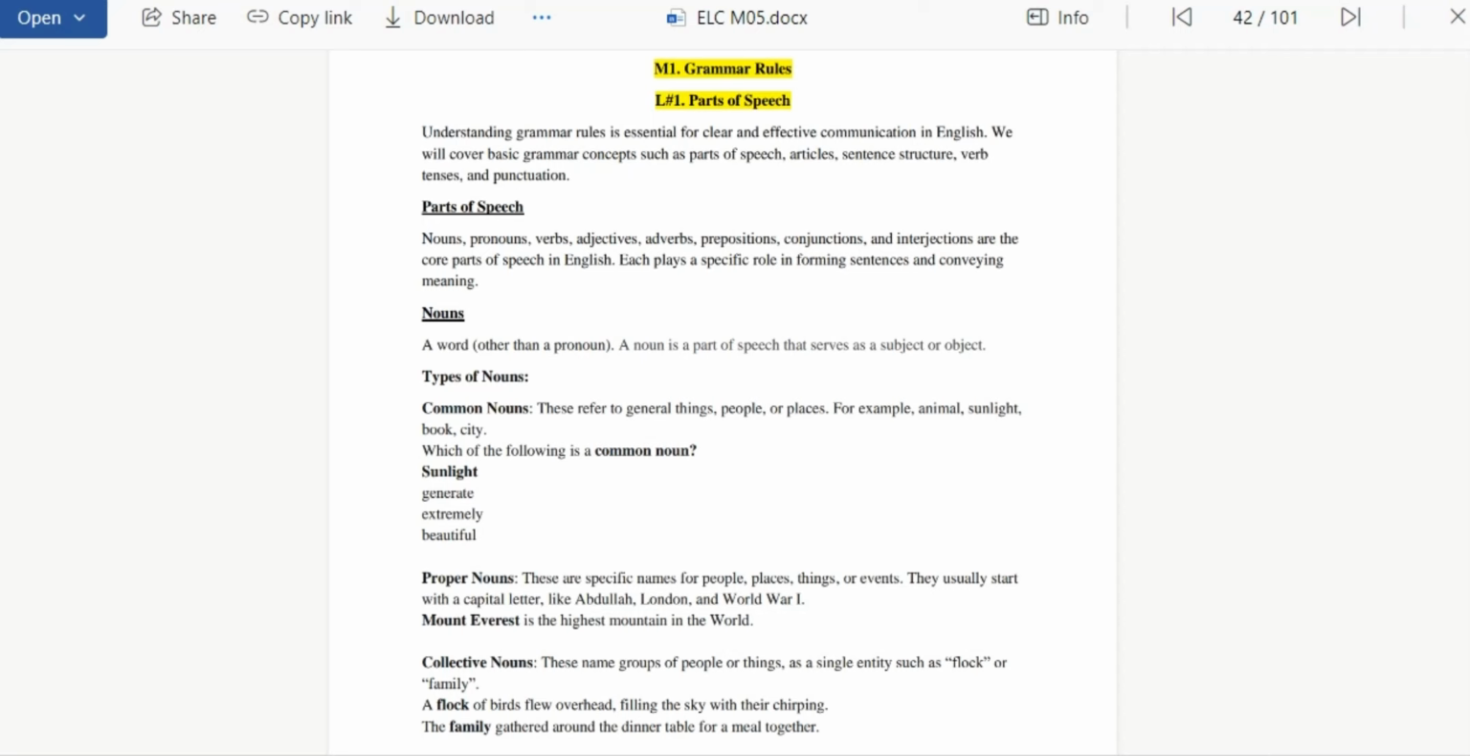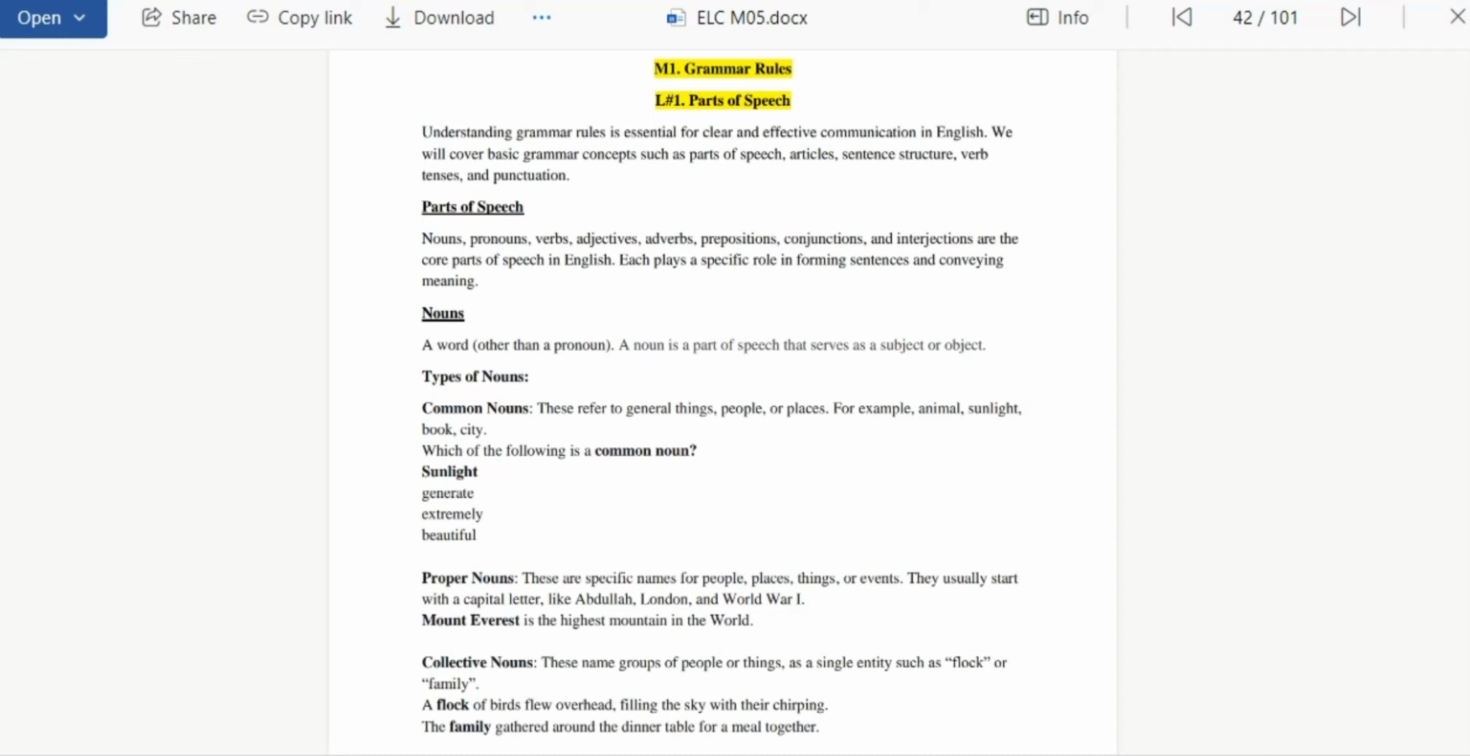Parts of speech consist of nouns, pronouns, verbs, adjectives, adverbs, prepositions, conjunctions and interjections. These are the core parts of speech in English. Each plays a specific and significant role in forming sentences and conveying messages and meanings.